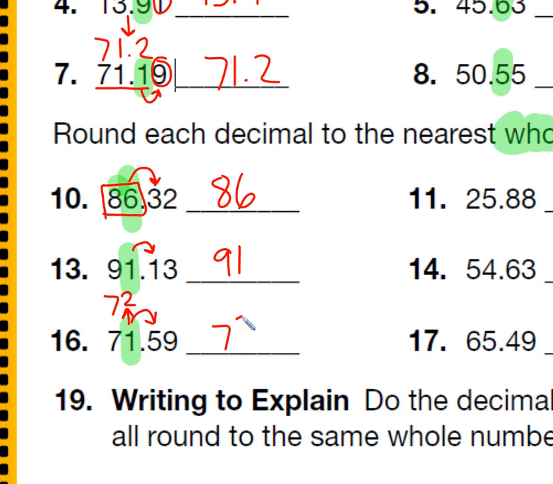72. There you go. Good luck. Do both sides. You guys are going to do awesome.